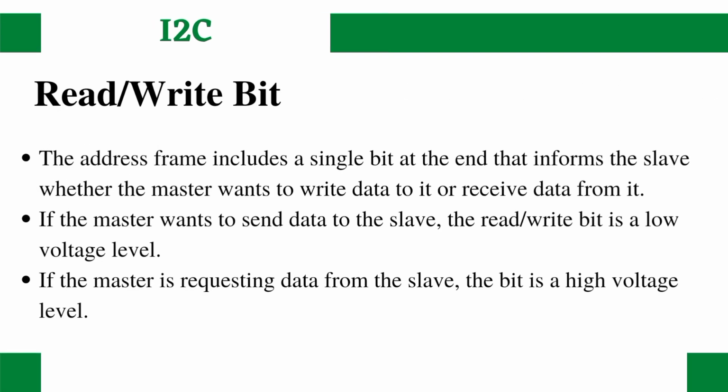Next, read or write bit. The address frame includes a single bit at the end that informs the slave whether the master wants to write data to it or receive data from it. If the master wants to send data to the slave, the read or write bit is a low voltage level. If the master is requesting data from the slave, the bit is a high voltage level.